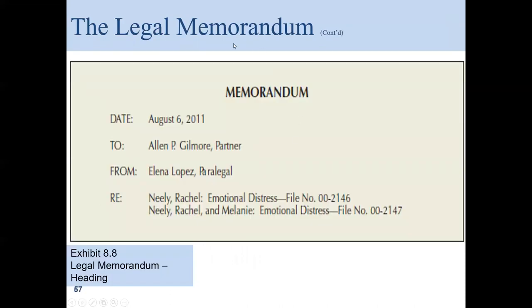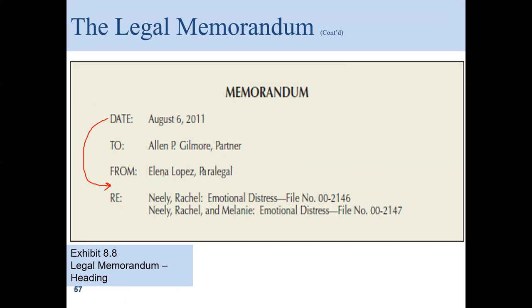Okay, so here we have the heading, and you can see we have the date in standard form. And most of the time when I've seen headings, this date is actually put down here. It's not a big deal where you put it. Your law firm's probably going to have a set way of doing it. It's going to be sent to the attorney.